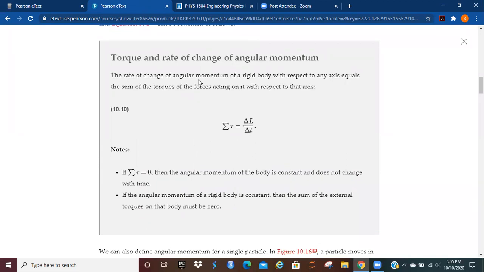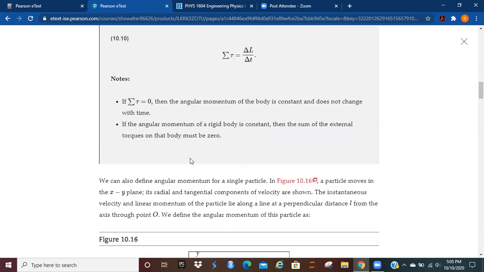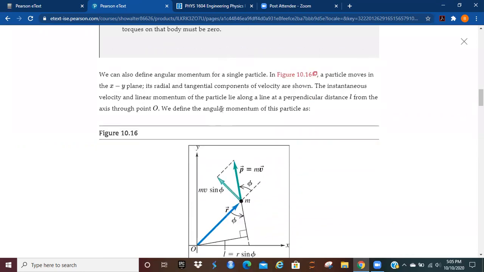So the rate of change of angular momentum of a rigid body with respect to any axis equals the sum of the torques of the forces acting on it with respect to that axis. If the net torque is equal to 0, then the angular momentum is constant and does not change with time. If the angular momentum of a rigid body is constant, then the sum of the external torques on that body must be 0.